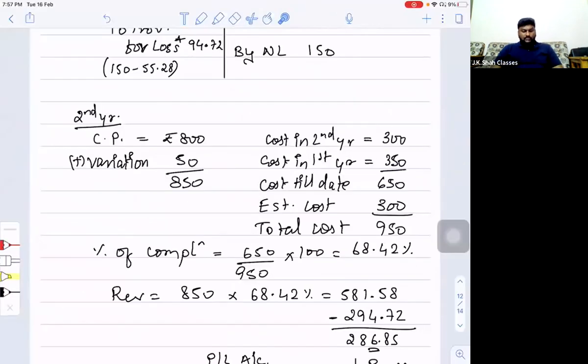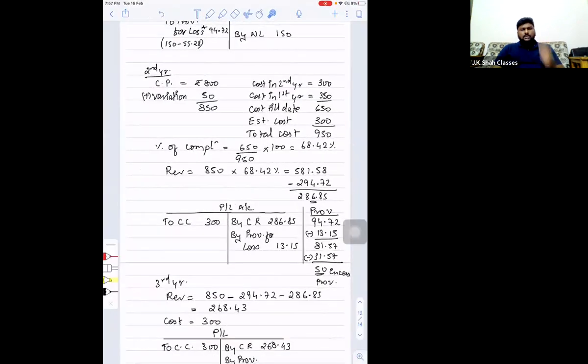No, sir, will it come as loss? How will loss arise? The first year it is 300. The second year cost is 350. So total cost is 650 rupees. Okay, sir. So what is the problem? I'm not able to get you. It is reverse, sir. I told that cost in first year is 300 and cost in second year is 350. It is just an assumption, sir. No problem. Your percentage of completion will still be the same.